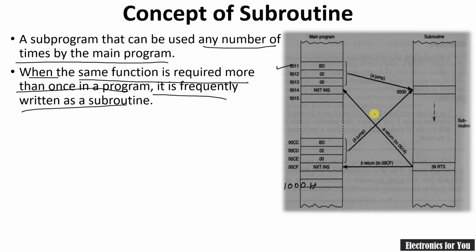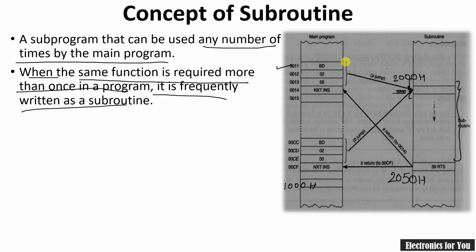If we have to use some program multiple times, we write it as a subroutine program. You can see here a subroutine program which starts from some other memory location. If the main program uses 0011 to 1000H, the subroutine must start from another memory location, let it be 2000H, and let it end at the 2050H memory location. Now here is the actual concept.